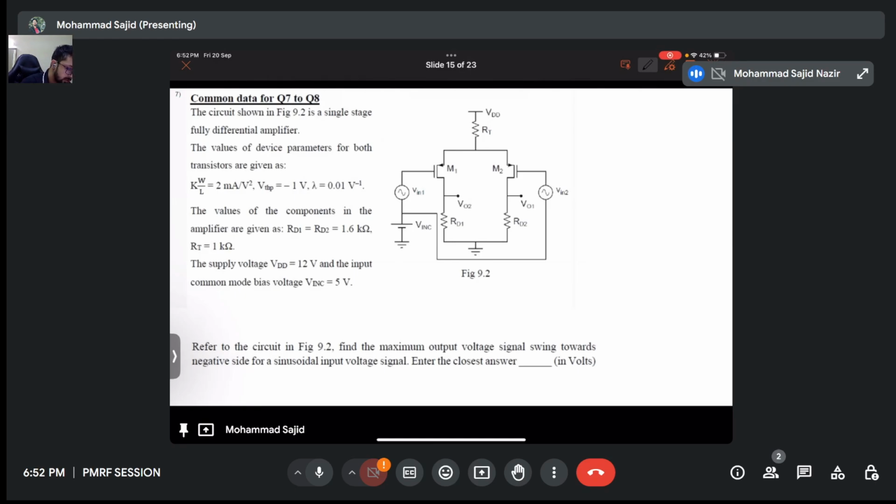The circuit shown in figure 9.2 is a single stage fully differential amplifier. The values of the device parameters for both transistors, W by L, threshold voltage and channel modulation parameter, are given. The values of the components and the supply voltage are given. Refer to the circuit in figure 9.2. We need the maximum output voltage swing towards the negative side, and for that, we need to find the quiescent voltage first.